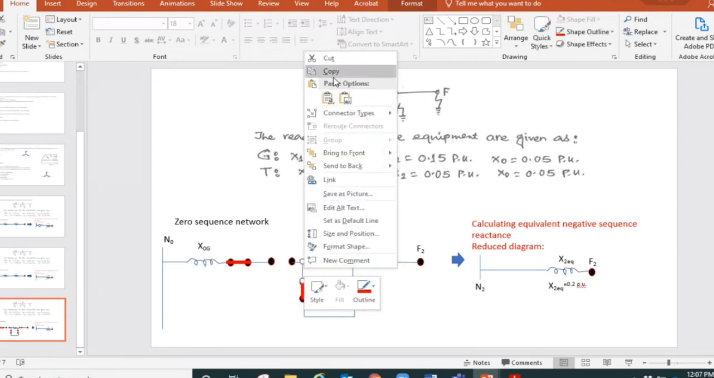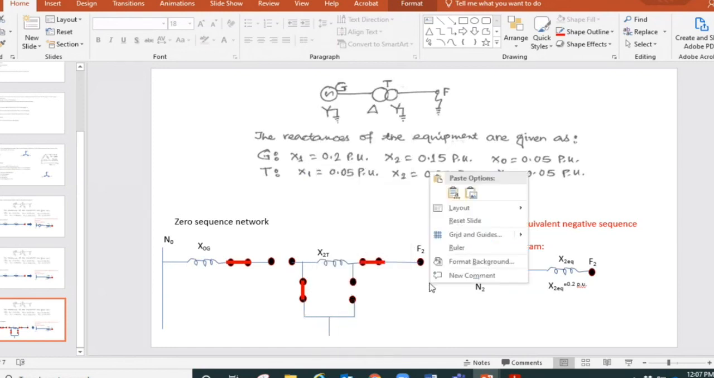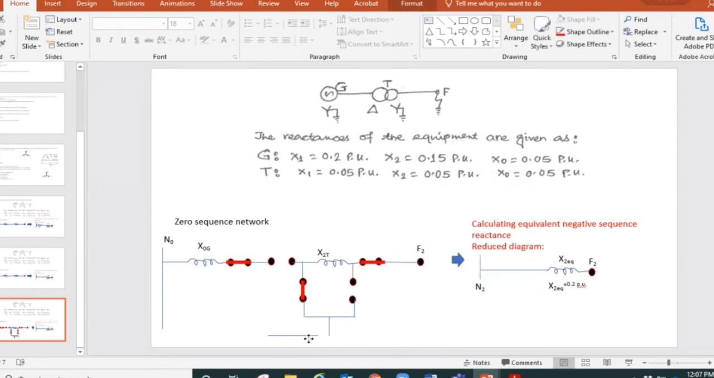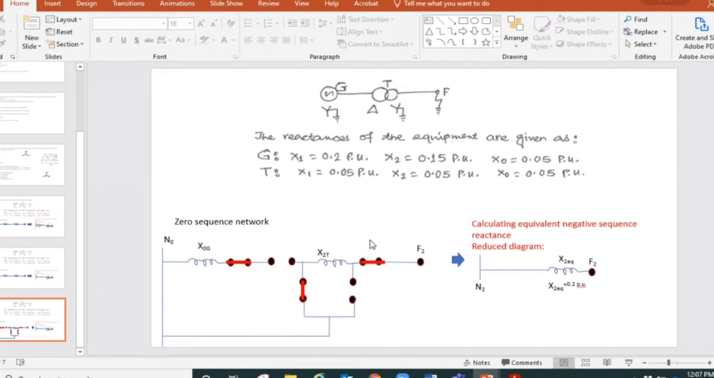Let me copy this one. This now needs to go to the neutral bus. That's what we did. So this is how we show the transformer connection. When we draw it, we leave the 4 open switches there, and in the middle we show the transformer reactance, and then connect it back to the neutral bus. So this is our complete connection now.